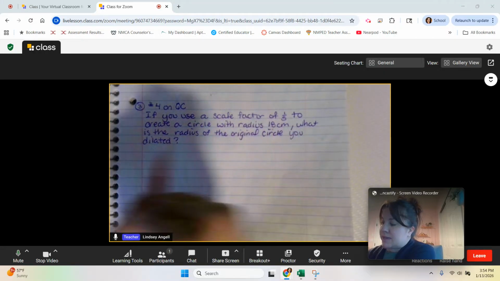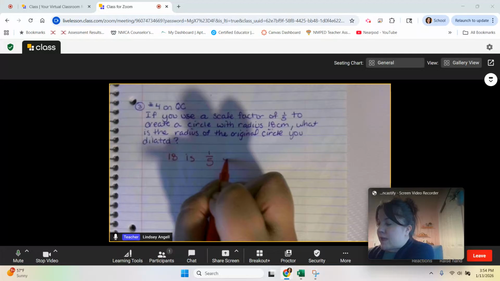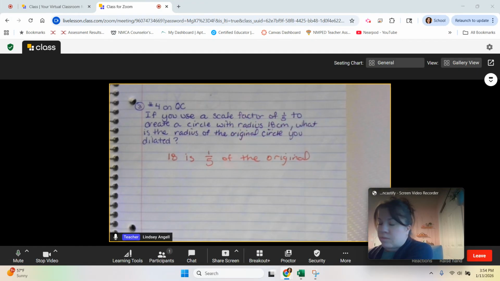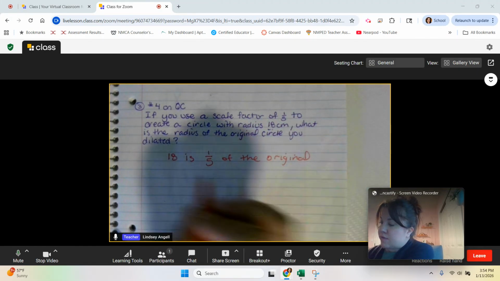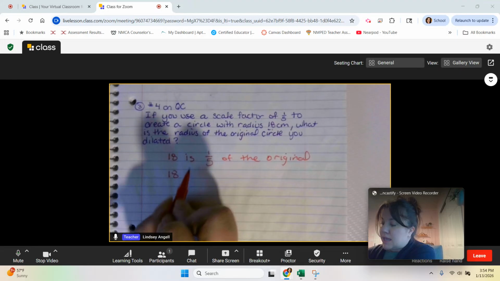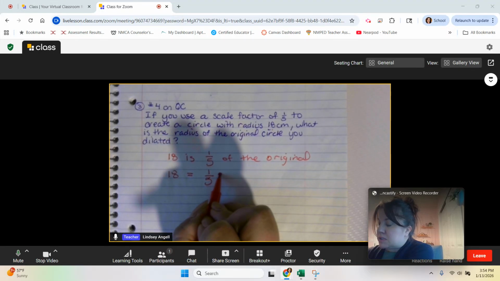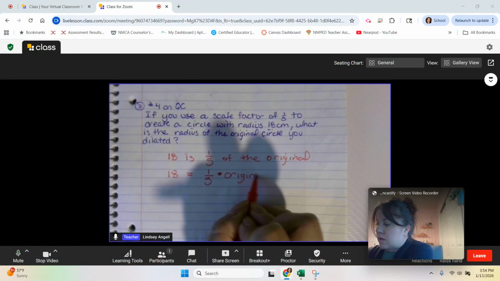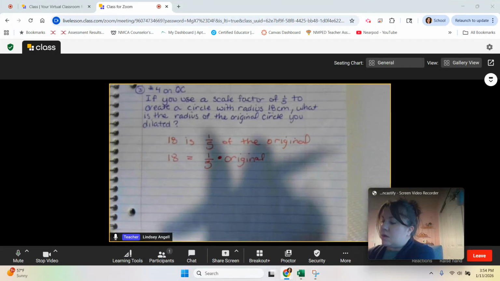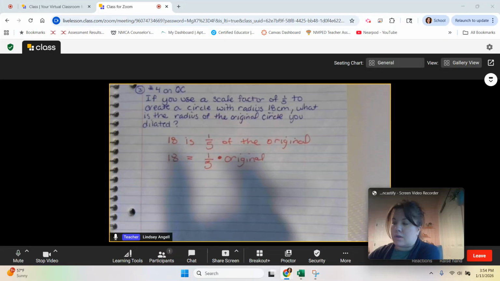Really what we could do is say 18 is 1/5 of the original. If we do that, we can translate it into an equation. We know what 18 is. Equals is another word for is, 1/5, and "of" always means to multiply, and then the original, or C for circle, or whatever you want to put there. Now that it's an equation, we can go ahead and solve.